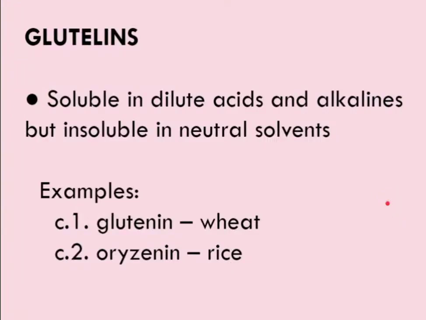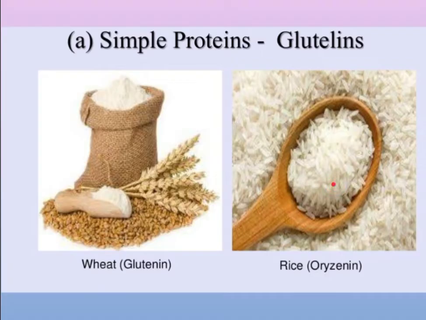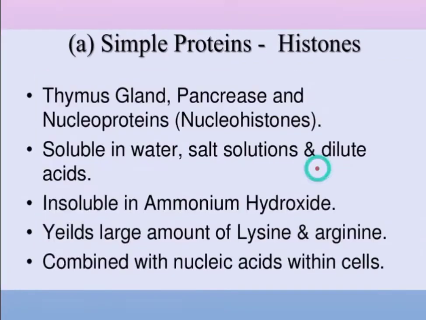Next, we have your glutelins. These are soluble in dilute acids and alkalis, but insoluble in neutral solvents. So good examples are glutenin, which is found in wheat, and oryzenin, which is found in rice. So here are good examples of glutelins.